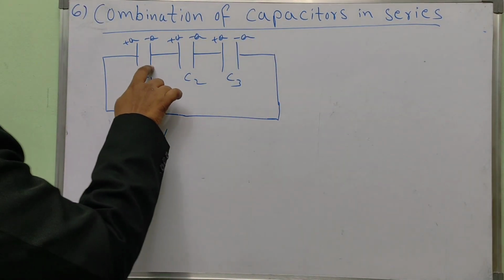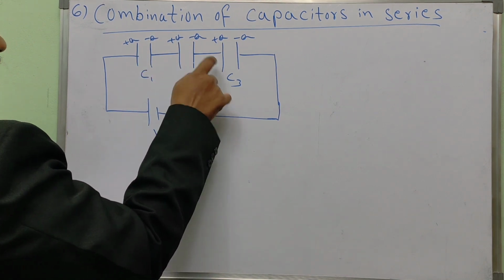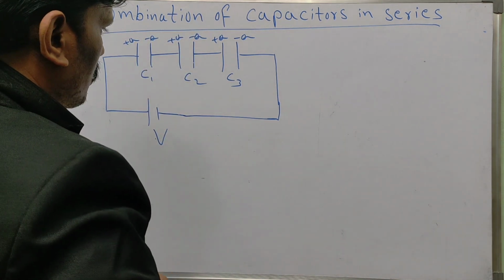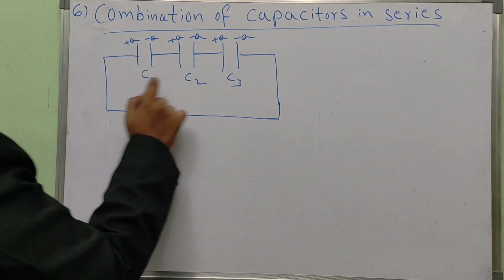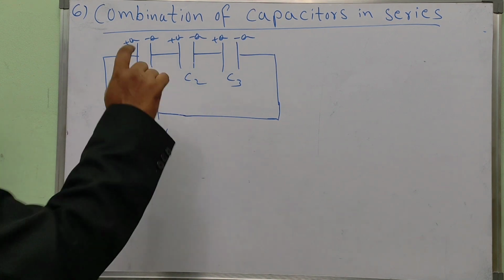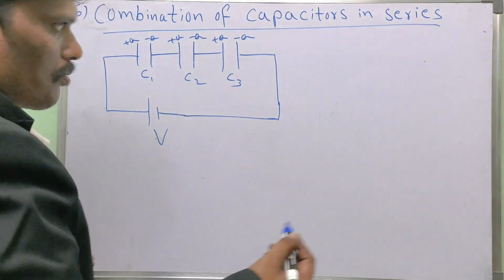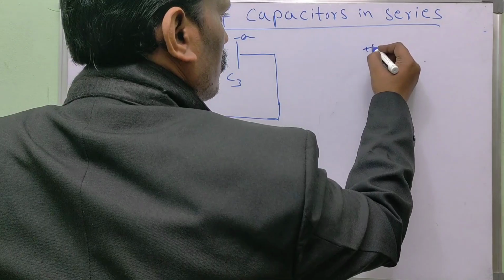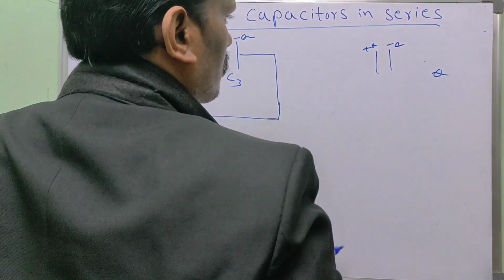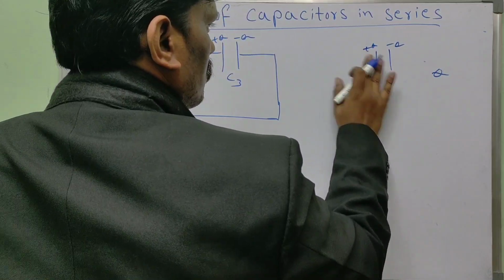So, negative plate of first capacitor connected to the positive plate of the second capacitor, negative plate of the second capacitor connected to the positive plate of the third capacitor. Such a combination generally we call a series combination of capacitors. So I'm going to consider C1, C2, C3 be the capacitance of three capacitors. In series combination, each and every capacitor will have the same charge. Q is the charge of the capacitor, meaning the positive plate has plus Q and the negative plate has minus Q.